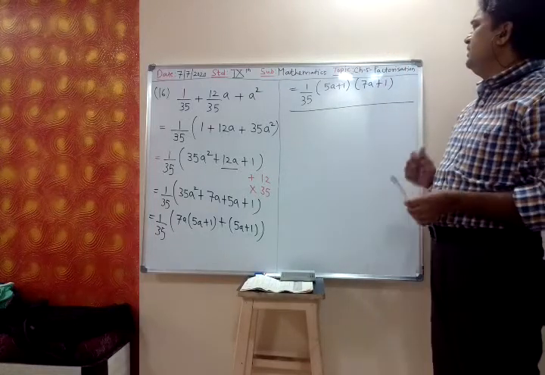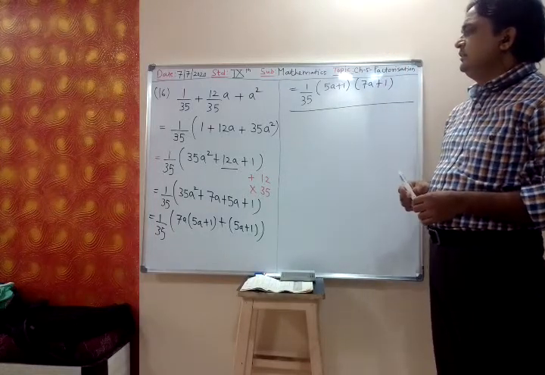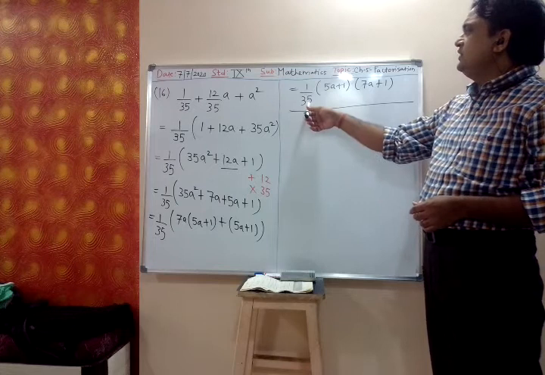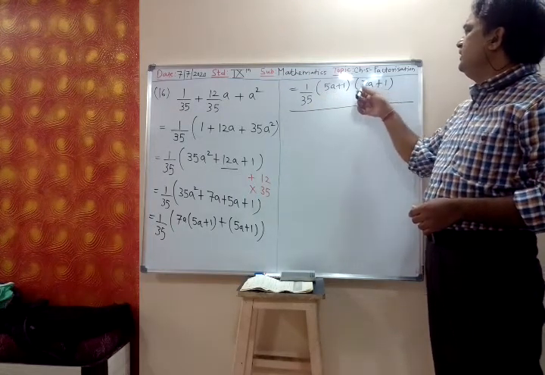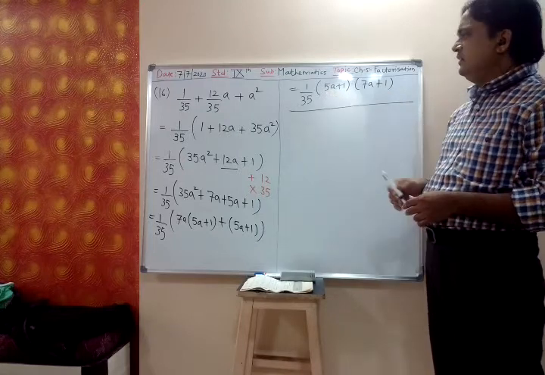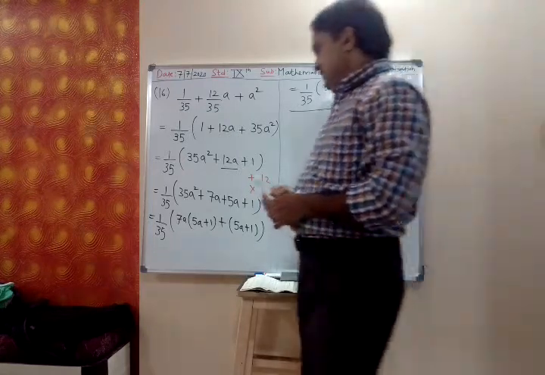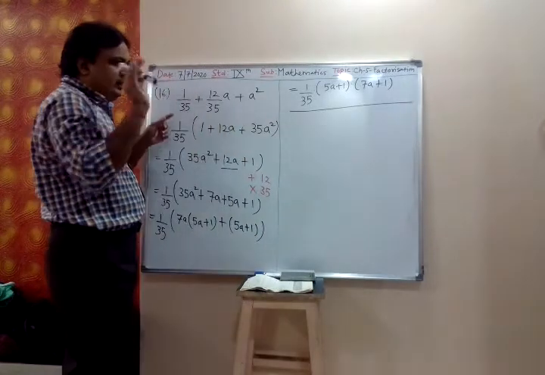Where will you cut 35? You will not cut this. How can you cancel this 35? Because it is 5a plus 1 and it is 7a plus 1. If it were only 5, yes. See here.